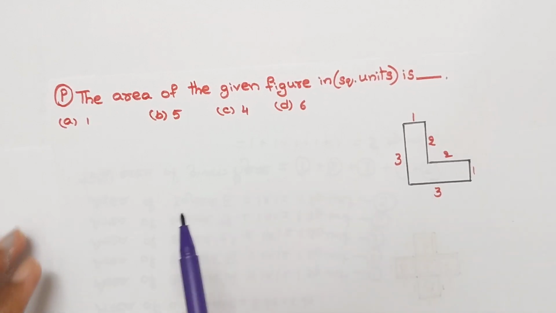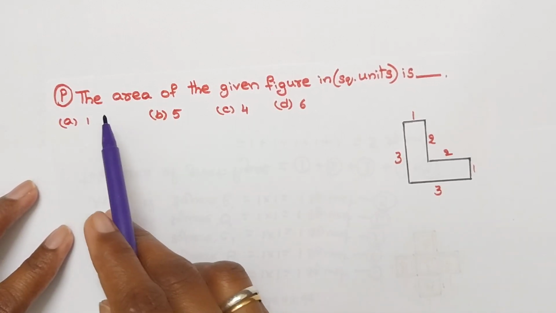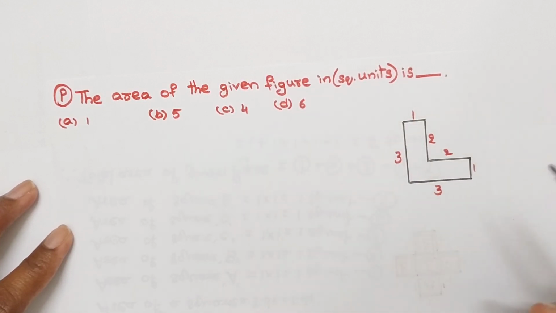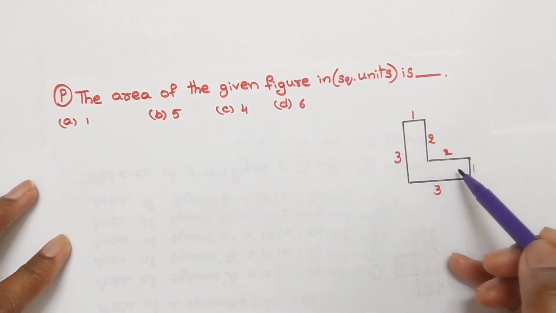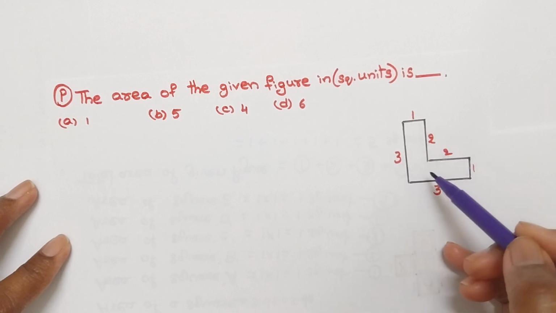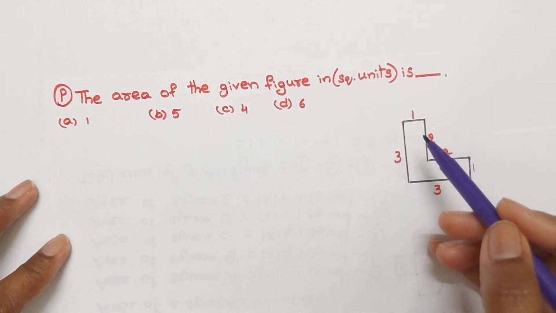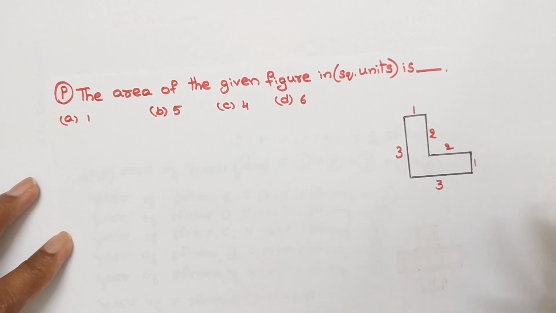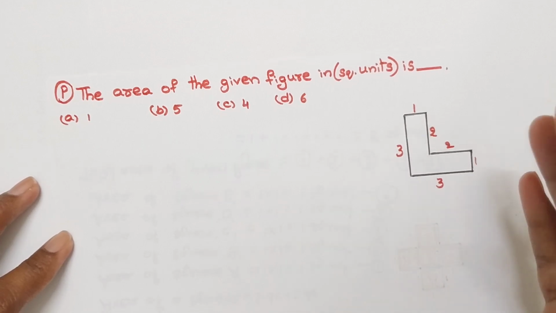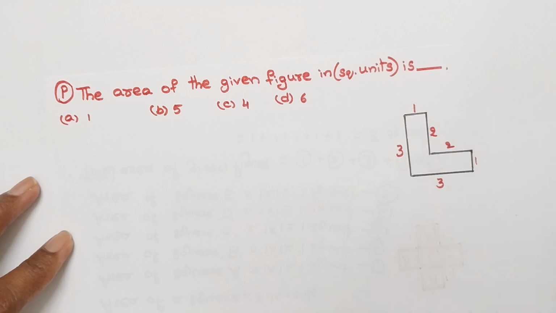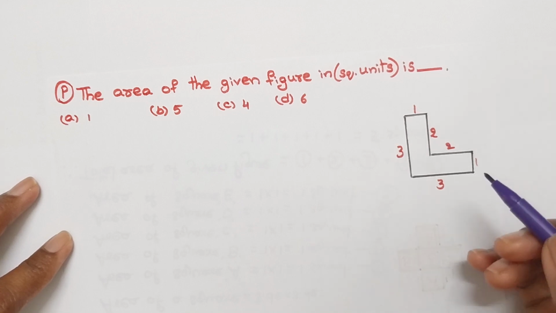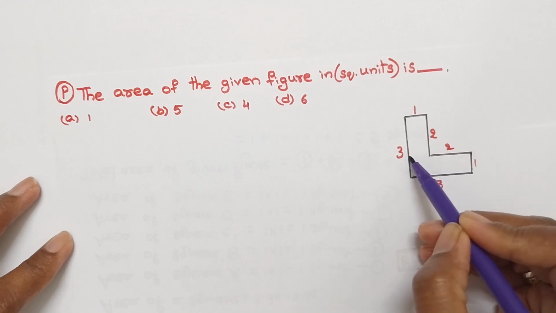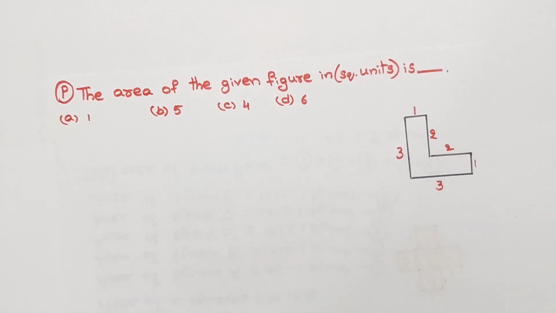Now we solve this problem. What is the problem? The area of the given figure in square units is. Now we have to find out the area of this shape. By looking, it is not a square or rectangle. First we need to do partitions so that it becomes some rectangle or square. Let us see. So here I am doing one partition.